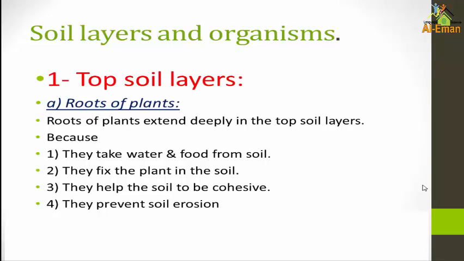At last, the soil layers and organisms. We have 3 layers of soil. The top soil, we can find 2 things in our top soil. At first, we can see roots of plants. Roots of plants extend deeply in the topsoil layers. Why? Because they take water and food from soil, they fix the plant in the soil, they help the soil to be cushioned, and they prevent soil erosion.